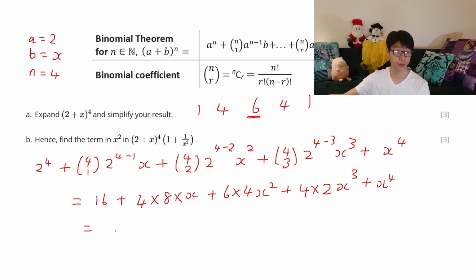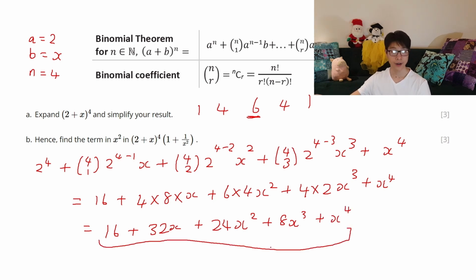And once again, let's simplify everything. We'll get 16 plus 32x plus 24x squared plus 8x cubed plus x to the power of 4. And this right here is the expansion of 2 plus x all to the power of 4, and it is the answer to part A.